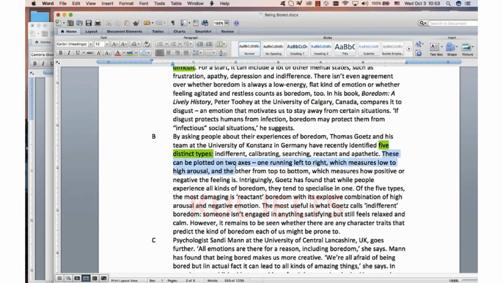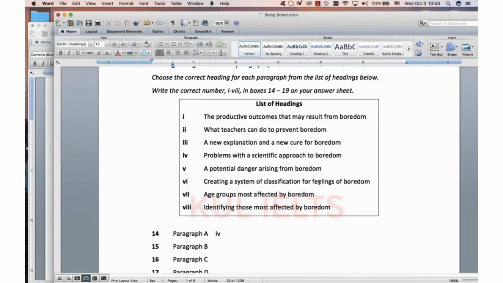And then these can be plotted on 2 axes, and so on. How positive or negative? I think it's going a little bit far. He's talking about 2 axes, which is a graph, an X and a Y graph. So he's actually changing the subject here. So I think in this case, the first sentence is actually enough. Is there anything there?